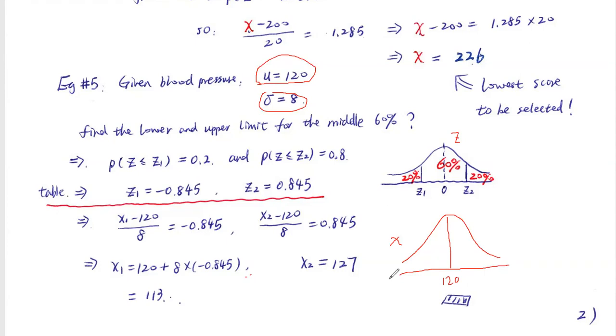So this question is asking us to find the lower and upper limit for the middle 60%. Middle 60%, if we break that into half, that means 30% on each side, right? So somewhere here we cut off, that is 30%. And we cut off similarly here, 30%. Follow me?